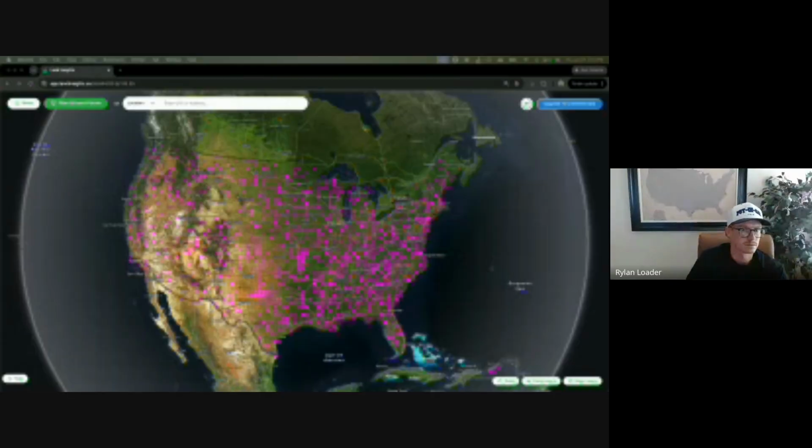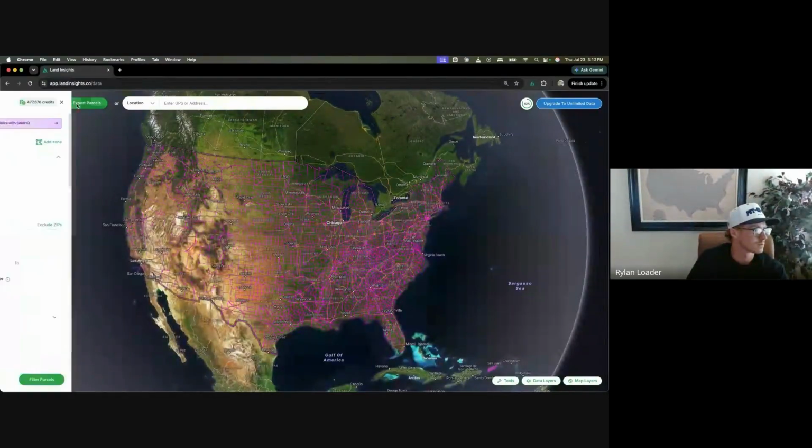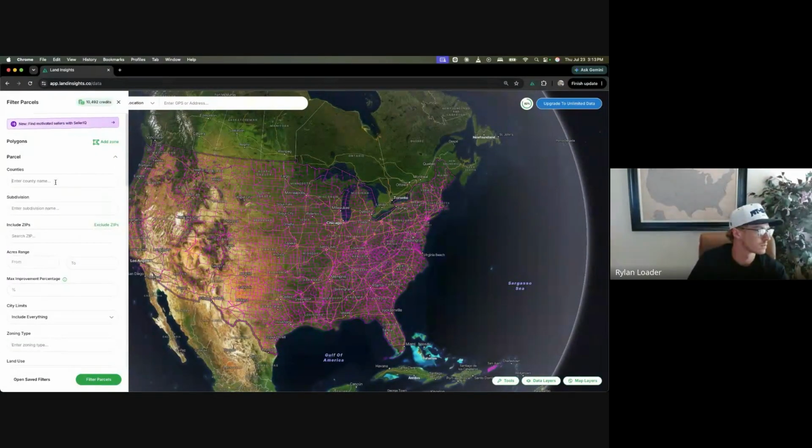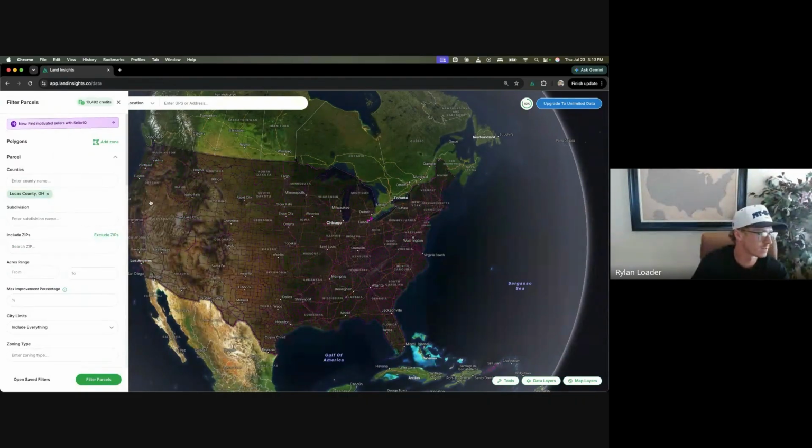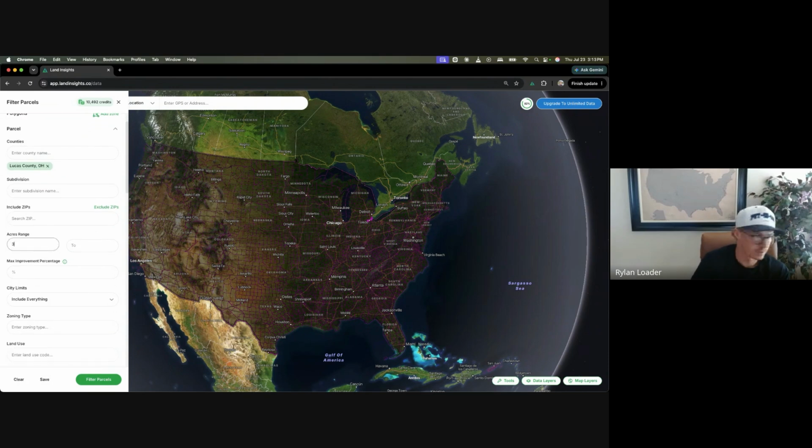So I'm just going to show you briefly what those filters look like. Okay, so let's just say this is the county we're going after. We wanted to do 3 to 200 acres, right?